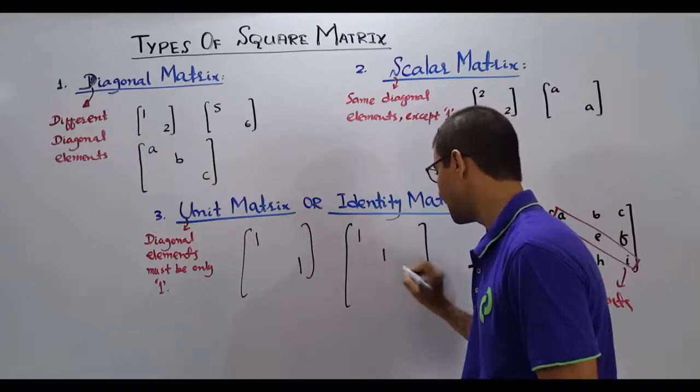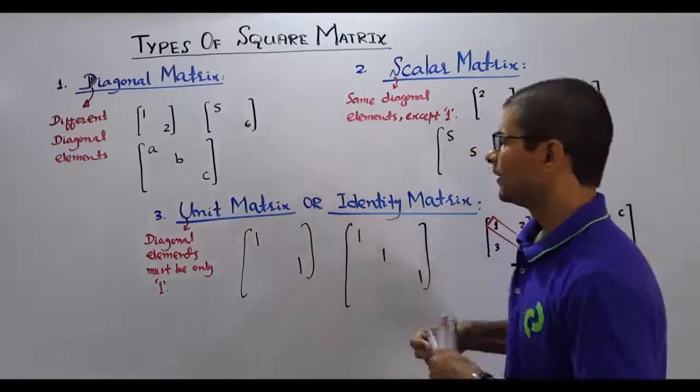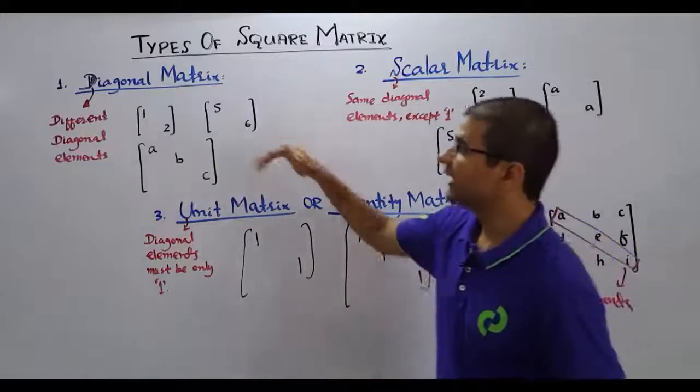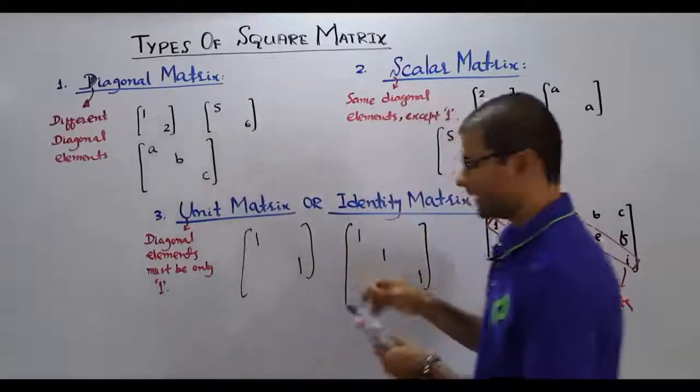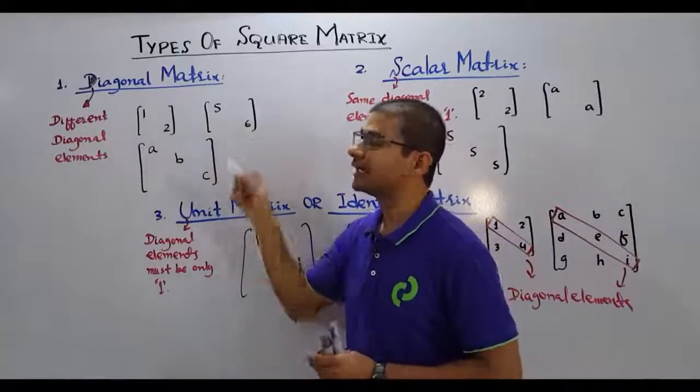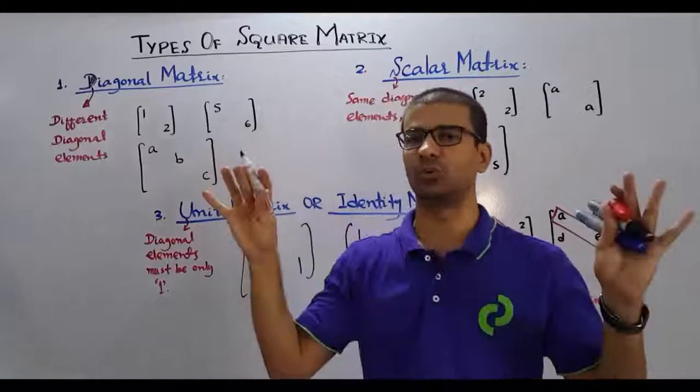1 1 1. Okay students, now what about the other elements in these types? For these types of square matrices, all other elements must be 0.